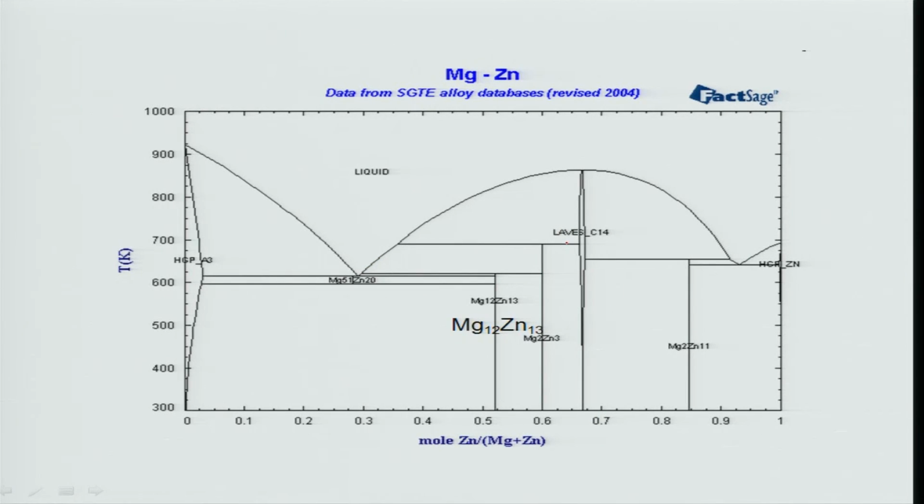MgZn is again a complex phase diagram, but one can see there are several phases: Mg12Zn3, Mg2Zn3, Mg2Zn11. This definitely formed by Peritectic reaction, this one also, all of them. And there is another phase at the center which does not form by a Peritectic reaction, but by congruent melting, congruent solidification, the Laves C14 phase, which has a composition of about 66% zinc and the rest magnesium. So it will be Mg3Zn, this composition will have the Laves phase.